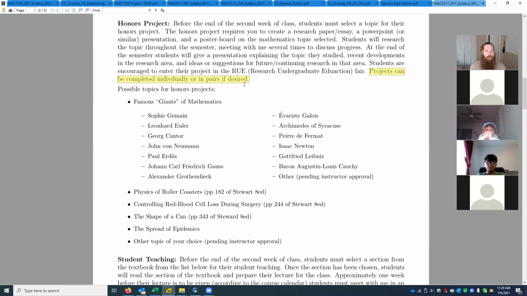Another big thing here, the projects, you can work with up to 1 other person. So you can do this entirely on your own if you want to. You can do your own thing, all on your own, that's fine. If you want to, you can work with 1 other person.